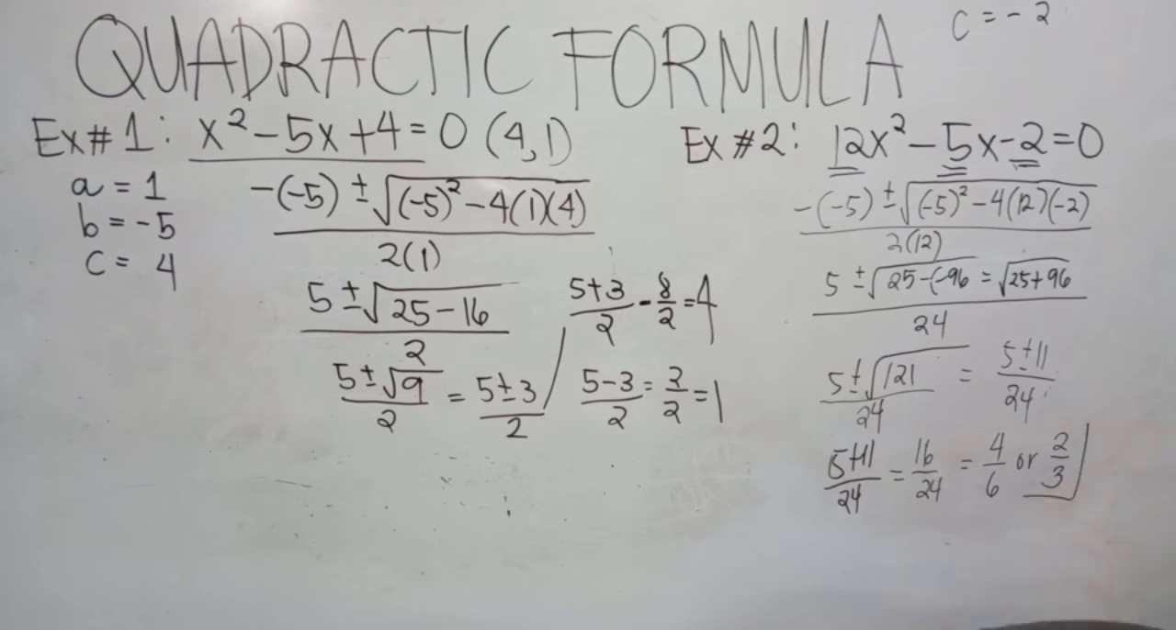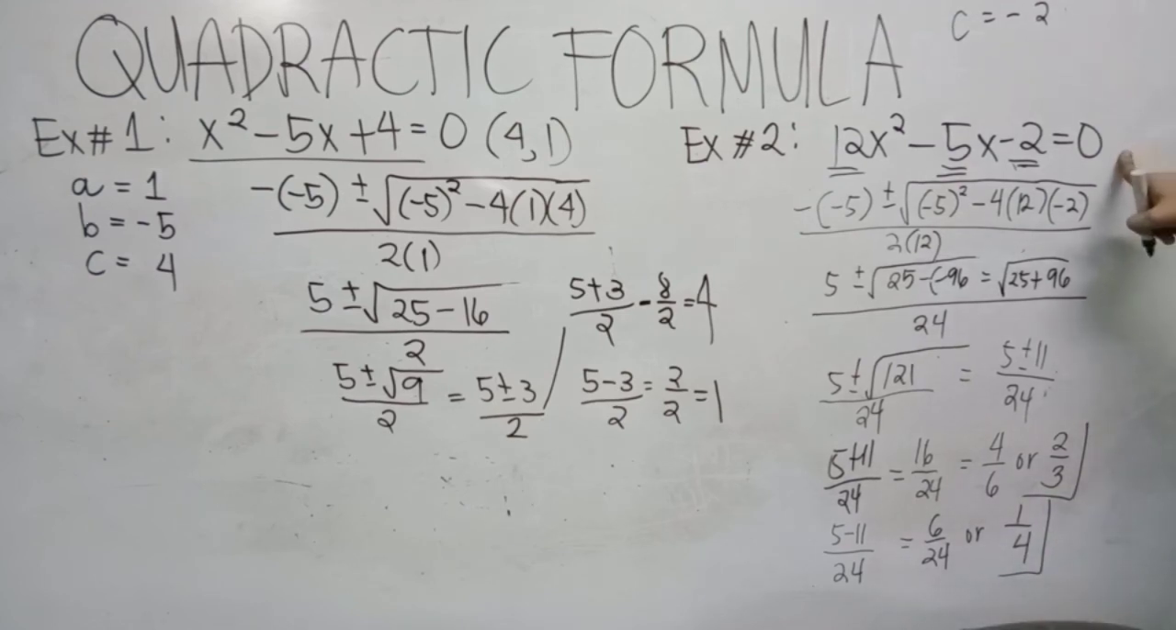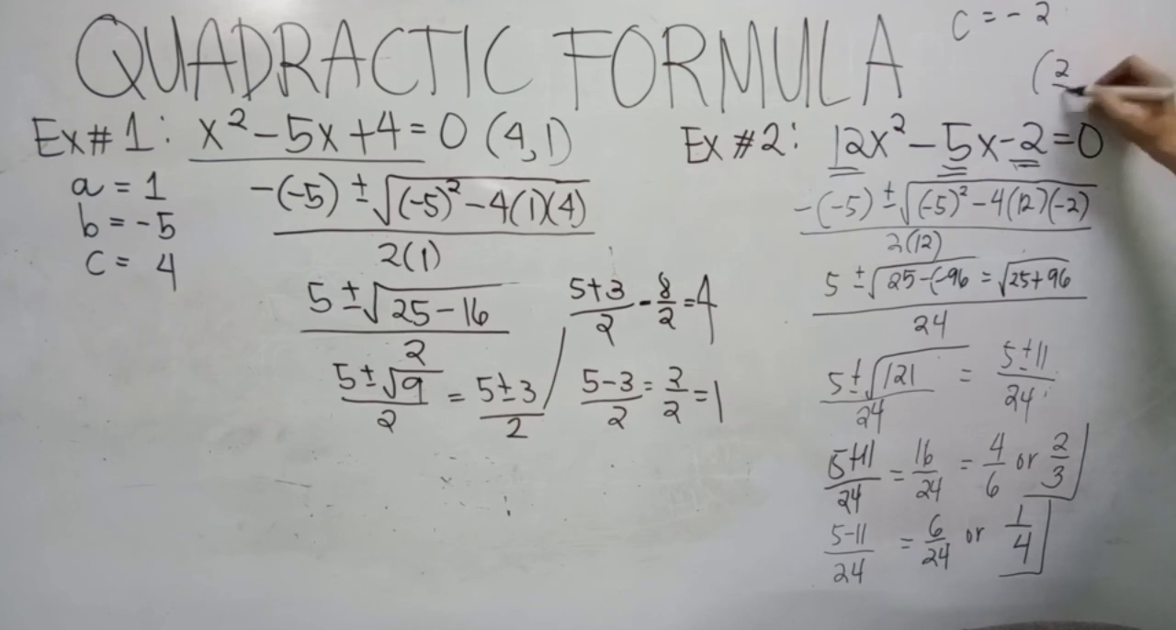So one root is 2/3. The other is 5 minus 11 all over 24. So we have 5 minus 11, that is negative 6 over 24, or negative 1 over 4. So we can say that in this equation, we have 2/3 and negative 1/4 as the roots using the quadratic formula. That's how to solve using the quadratic formula.